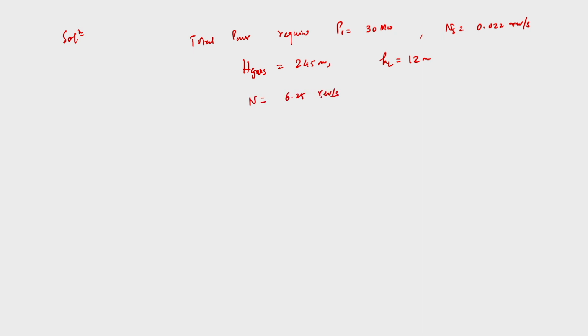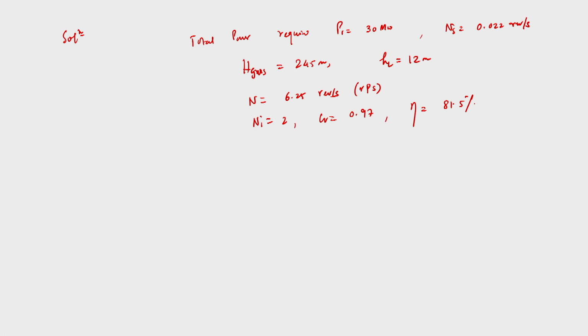Total power required P naught is equal to 30 megawatt, that is given, and Ns is equal to 0.022 revolution per second, because this is the power specific speed for one nozzle not to exceed, and H gross is equal to 245 meter, frictional losses will not exceed 12 meter, speed is 6.25 revolutions per second or RPS, Nj is equal to 2, that is 2 jets per wheel, CV is equal to 0.97, and efficiency is equal to 81.5%. So, based on that we have to calculate.